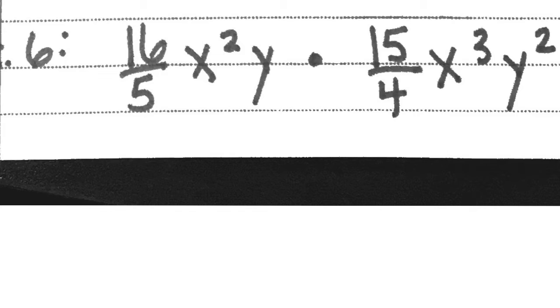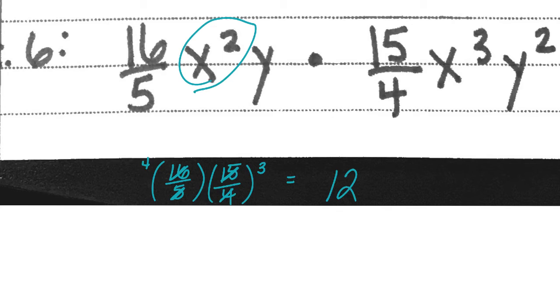Moving on. This one's a little bit tougher, so let's go ahead and take a look at this one. I do have to multiply the numbers. I'm going to multiply them right here because I just think it looks cool. Notice these conveniently reduce. 4 goes into 16 4 times. 5 goes into 15 3 times. So we get 12.